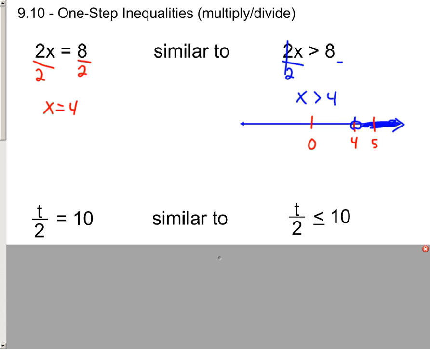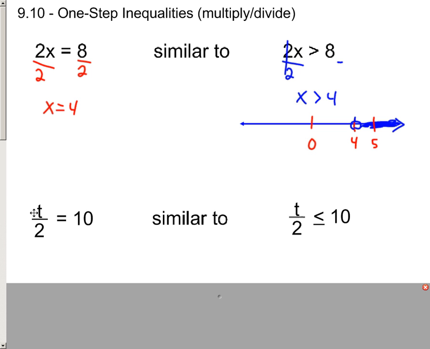Before we go to that special situation, I want to take a look at a situation where division is happening. T is divided by 2 in this equation, so we would multiply by 2. And to keep the balance of the equation, we multiply the other side by 2, and so T would be equal to 20.